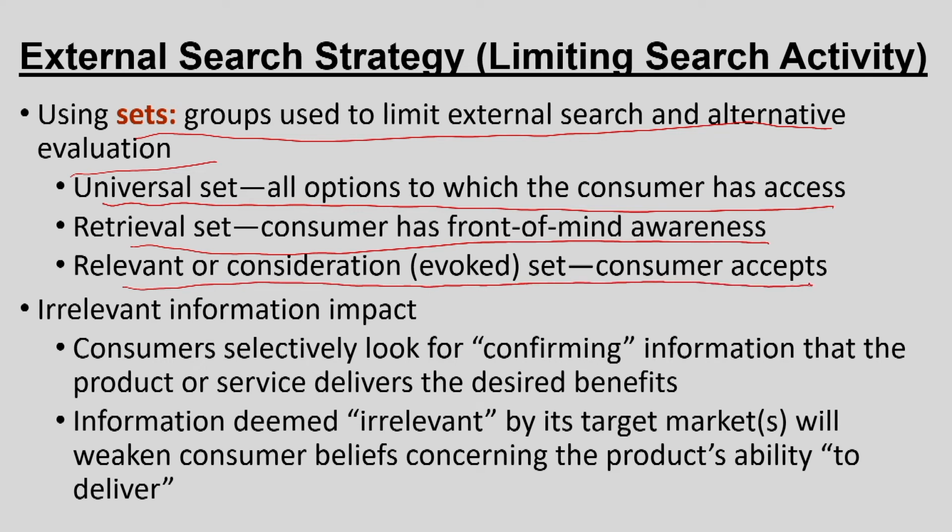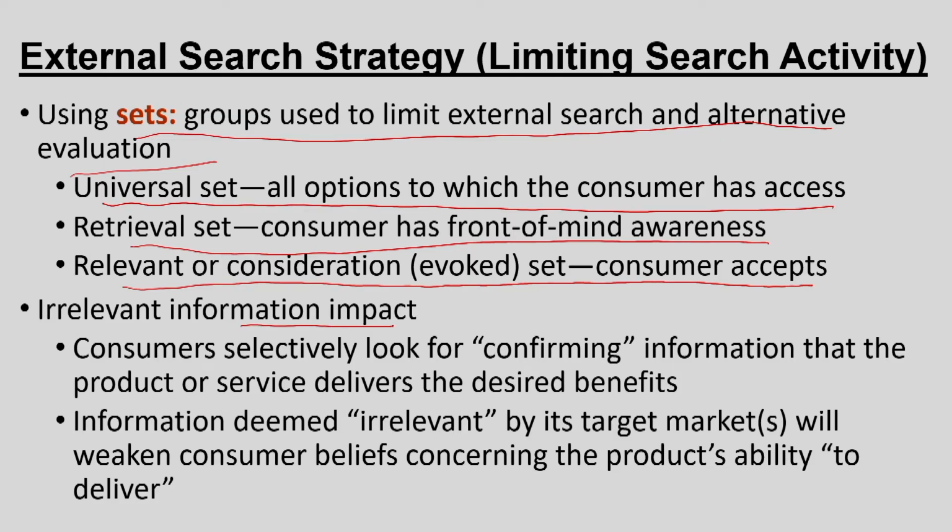This is the set which the consumer accepts. So the consumer might know that there are hundreds of cameras in the market. The consumer might remember only 10 types of cameras and product benefits, but when he actually thinks of buying, he might narrow down to only 2 or 3 camera brands, and those 2 or 3 camera brands which he is focusing on are called the relevant set.